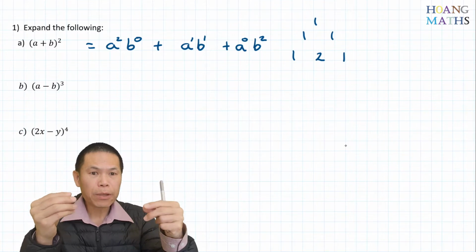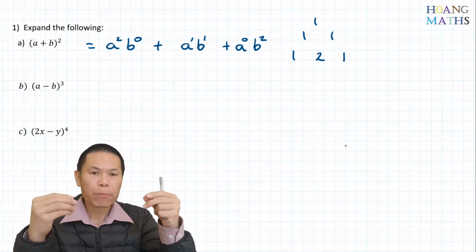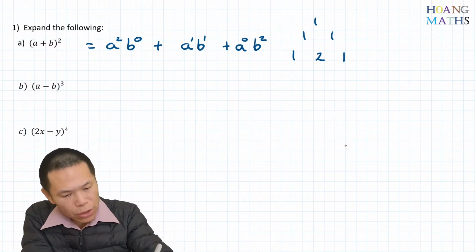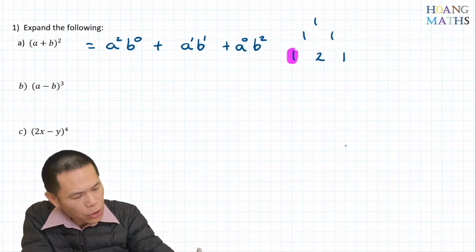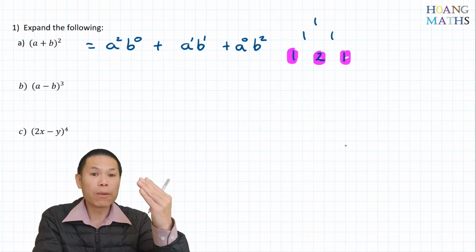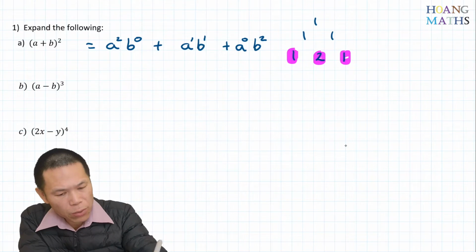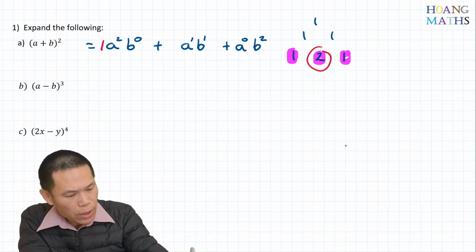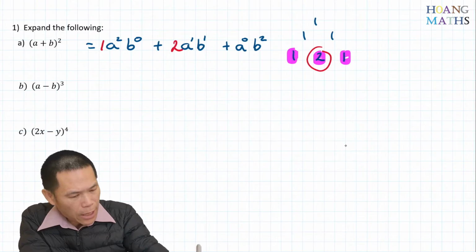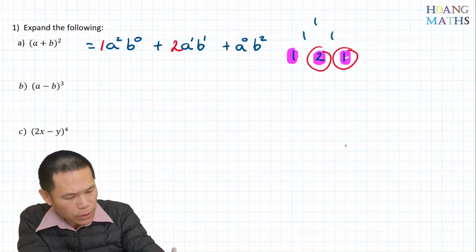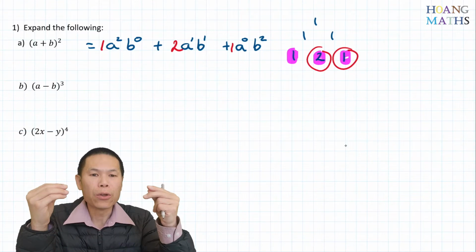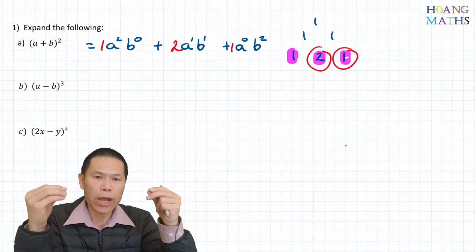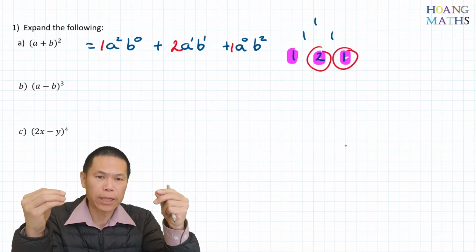So the next step is we're going to use the triangle to complete the question. So these are the coefficients of the terms. So for example, the first 1 is for this term here. And 2 is for this. And then this 1 is the coefficient of this. There you go. So this is how we use Pascal's triangle to expand these brackets, okay?